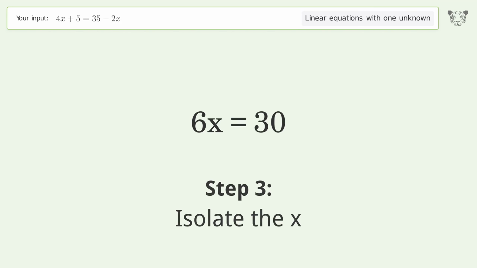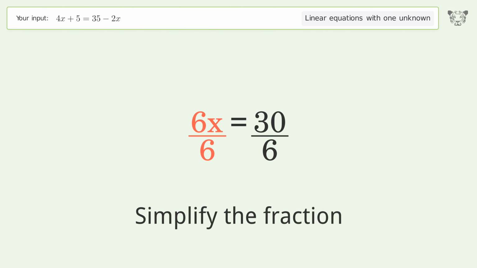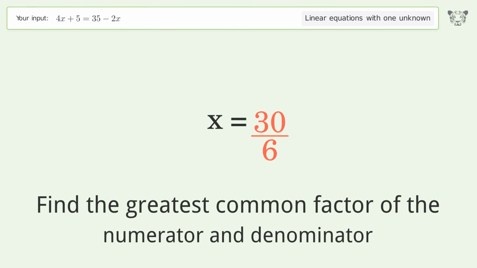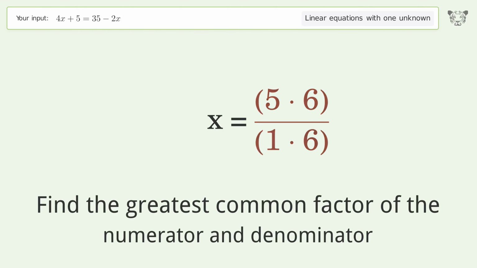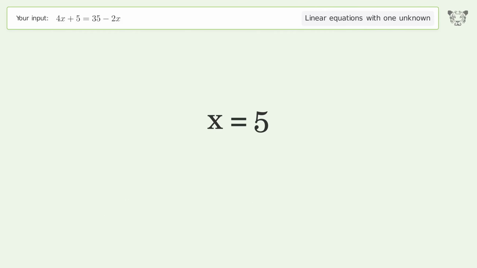Isolate the x. Divide both sides by 6. Simplify the fraction. Find the greatest common factor of the numerator and denominator. Factor out and cancel the greatest common factor. And so the final result is x equals 5.